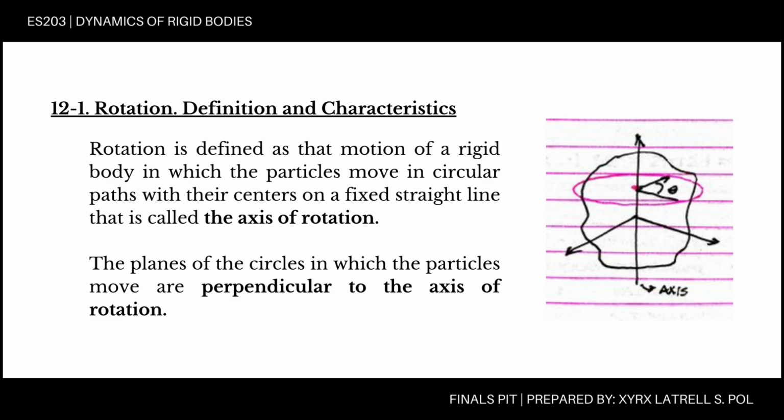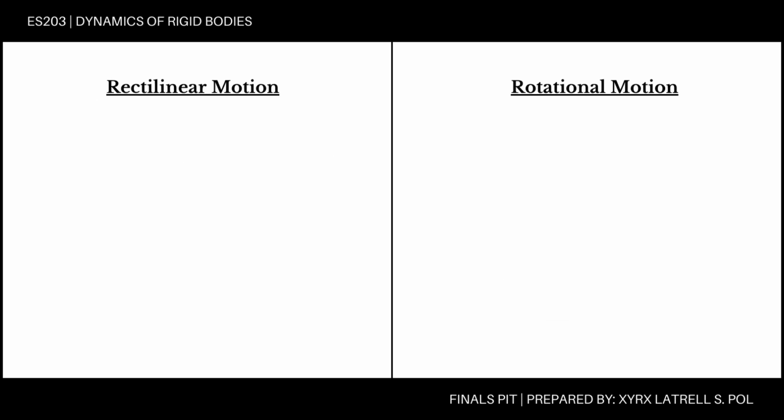If you've reached this topic in your engineering mechanics class, I assume that you are already familiar with straight line motion or rectilinear motion, where you were introduced to the concept of displacement, which is denoted by S, velocity denoted by V, and acceleration, which is denoted by A. Rotation also has these properties, only this time, instead of a straight path, the displacement, velocity, and acceleration of a rotating rigid body are along a circular path, which is really the only underlying difference.